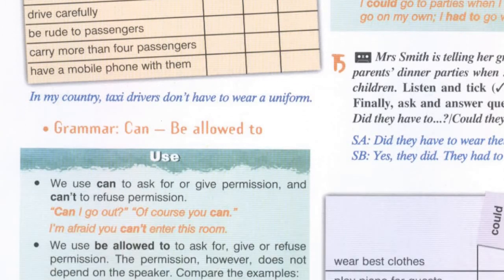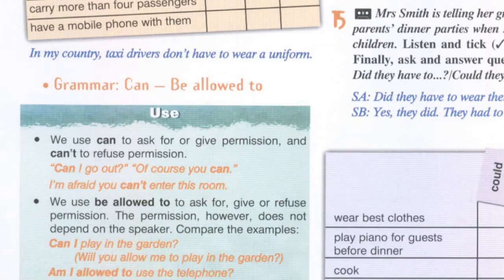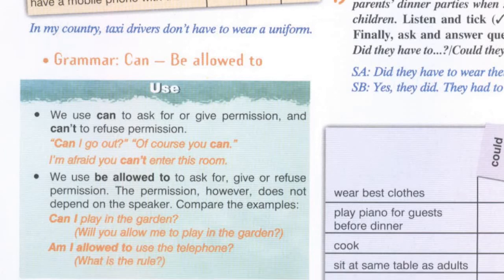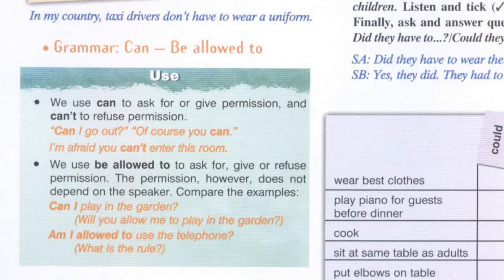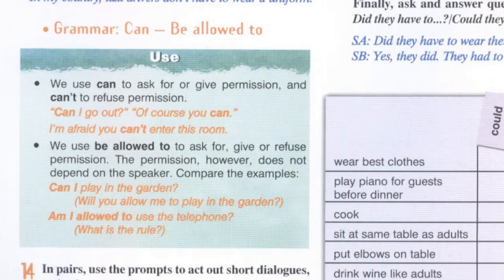Now, let's move to the next part, and the title, grammar can and be allowed. Look at the box about this grammar. We use can to ask for or give permission, and can't to refuse permission. Example, can I go out? Of course you can. I'm afraid you can't enter this room. Okay, can for permission, refusing, or giving permission.